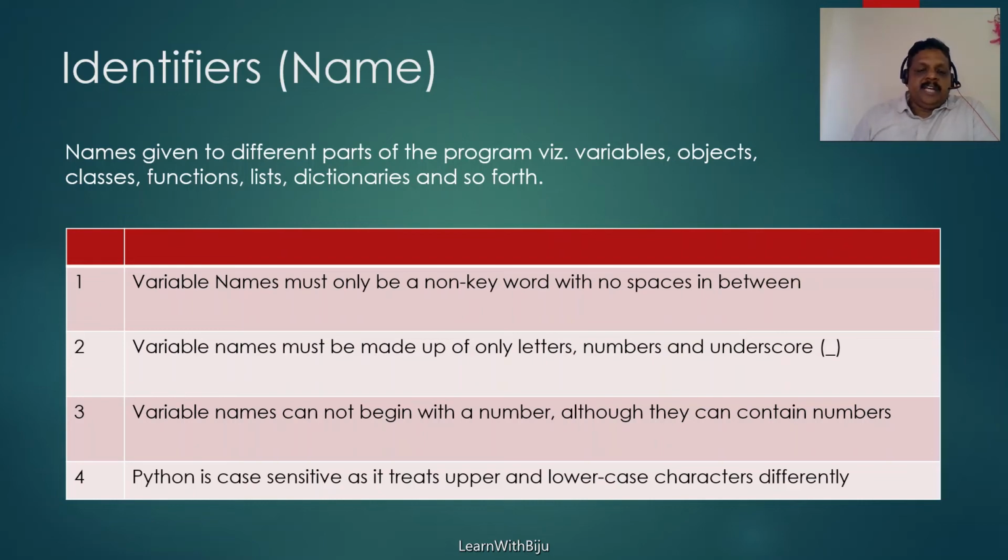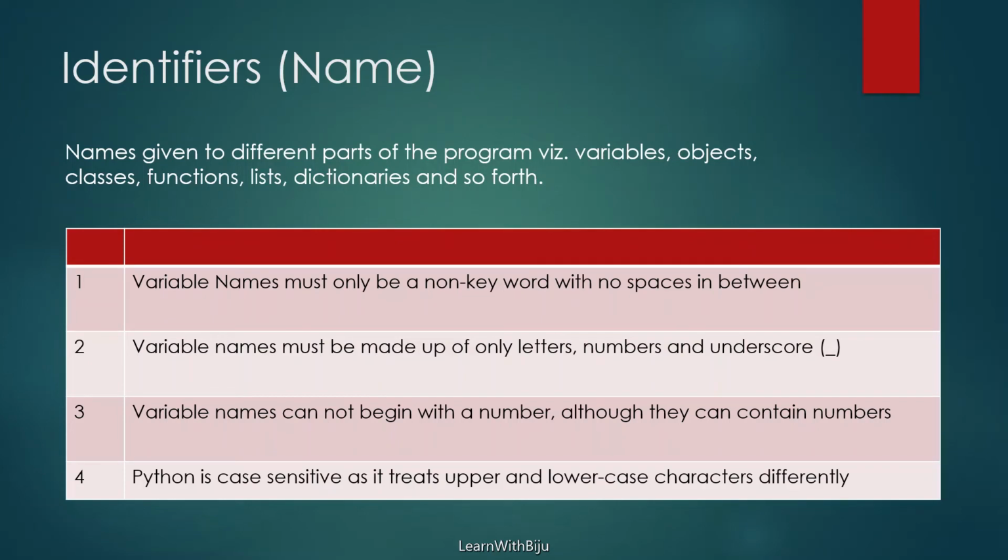That means it cannot be a keyword. Got it? Then variable names must be made up of only letters, numbers, and underscore. Variable names cannot begin with a number, although they can contain numbers. Python is case sensitive as it treats upper and lower case characters differently. So these are the four basic rules we should follow with identifiers. Let's see the identifiers and literals in action.